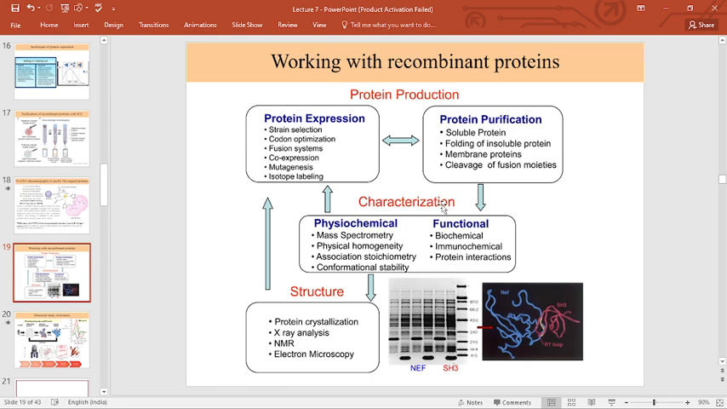And then there is characterization. So characterization includes physicochemical characterization like mass spectrometry, which tells you about the mass of the protein and the different post-translational modifications on the protein. It tells you about the sequence of amino acids in the protein. Then there is physical homogeneity, which you can come to know using SDS-PAGE. Then association stoichiometry. You can use analytical ultracentrifugation or size exclusion chromatography to know whether there is more than one kind of population in the species. For example, there are dimers, oligomers, monomers, what kind of stoichiometry is there in the protein.